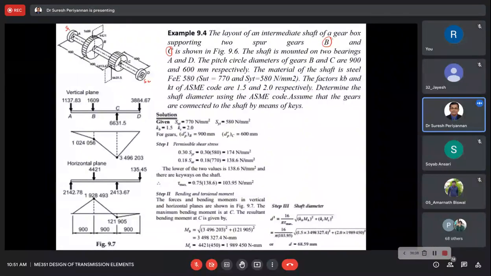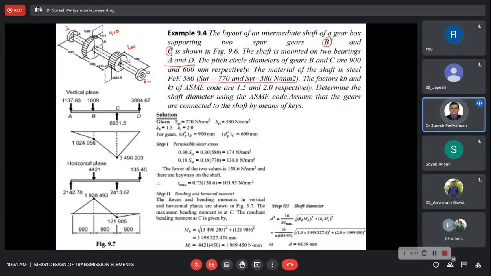The shaft is mounted in two bearings A and D. The pitch circle diameters of the gears B and C are given: 900 mm and 600 mm. Here the ultimate tensile strength SUT and yield strength are given: 770 Newton per mm squared and 580 Newton per mm squared.